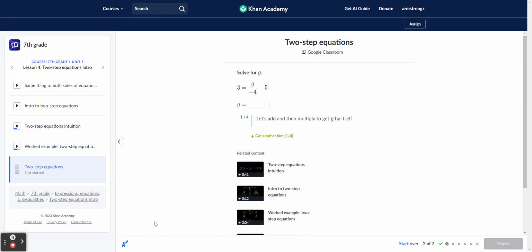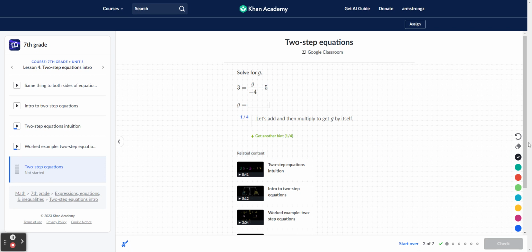So then here's another tool. You can actually write on this. If you click here, you can write on this. You can pick some colors. Right? Let's add and then multiply. Well, just like in the video, right?